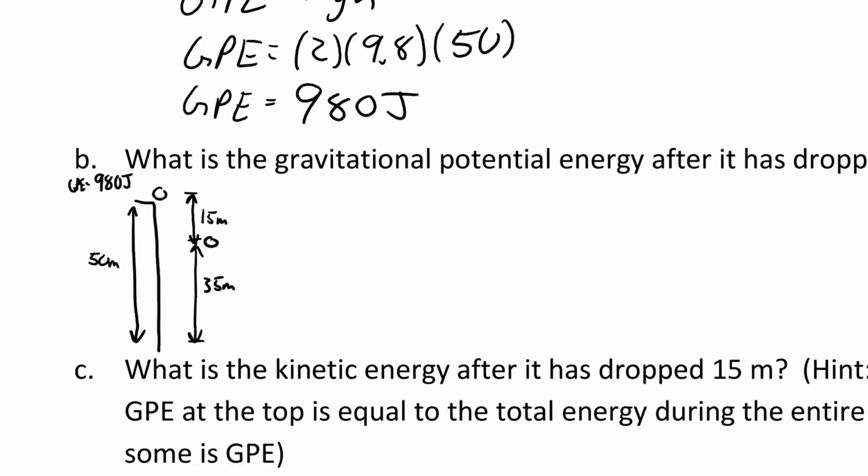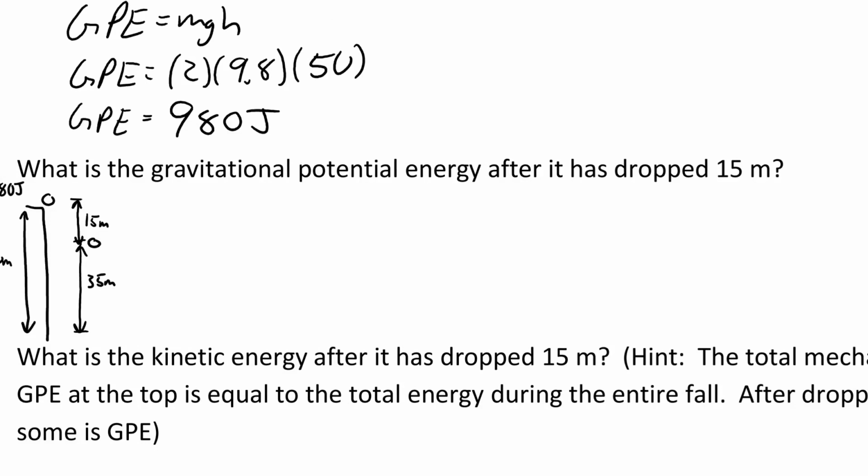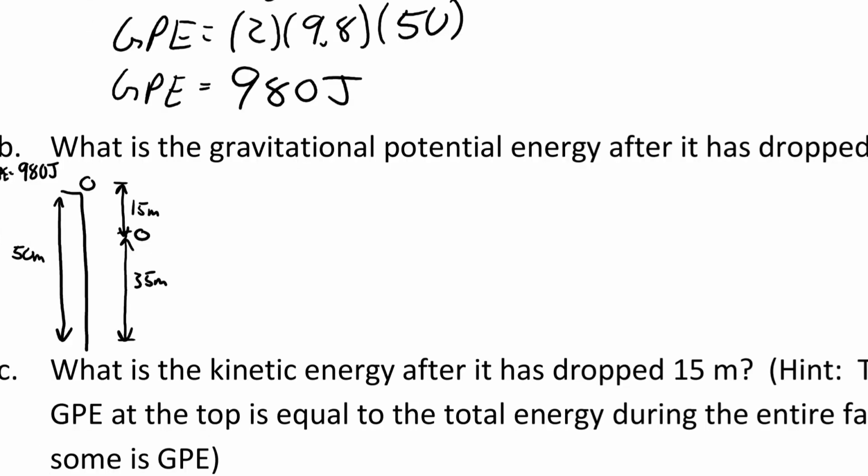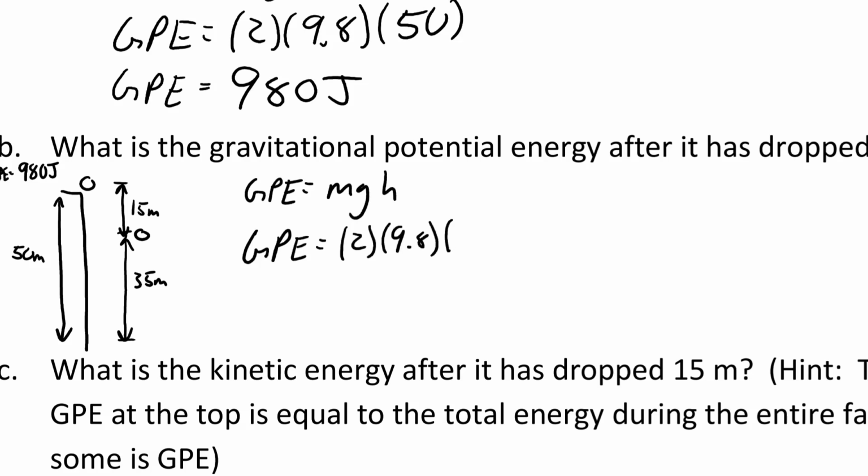And it says, what is the gravitational potential energy after it is dropped 15 meters? So now we're looking at this situation here where it's 35 meters in the air. So you could say GPE is equal to mgh. GPE is equal to the mass times 9.8, but the height is this new height, it's 35 meters in the air. So we could call this H2 and GPE2 for the second situation. So you get 686 joules. So it decreased.